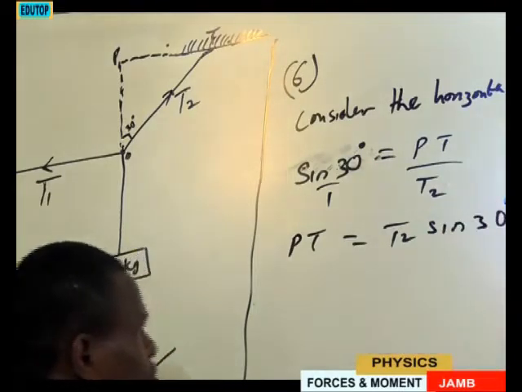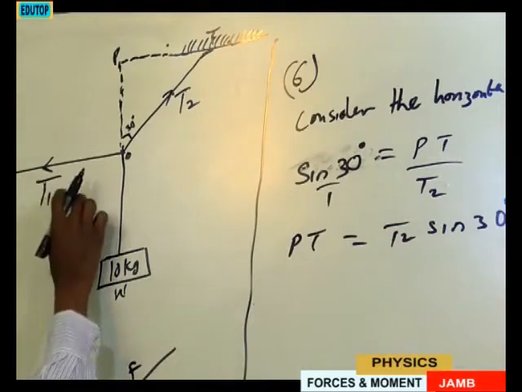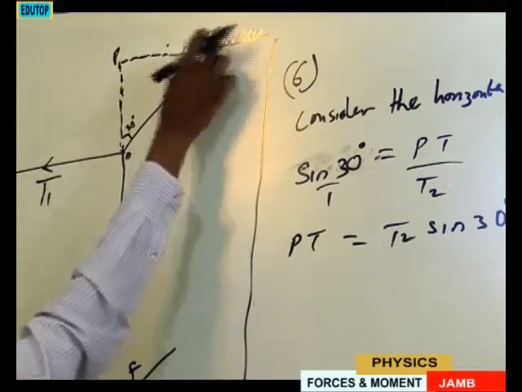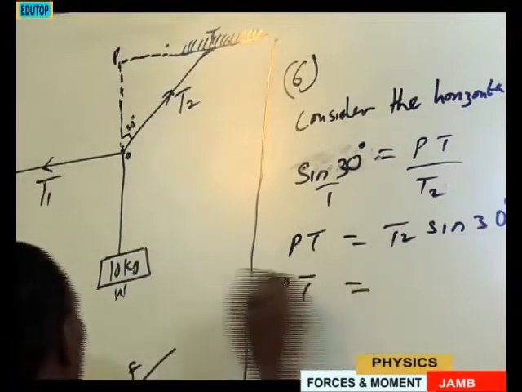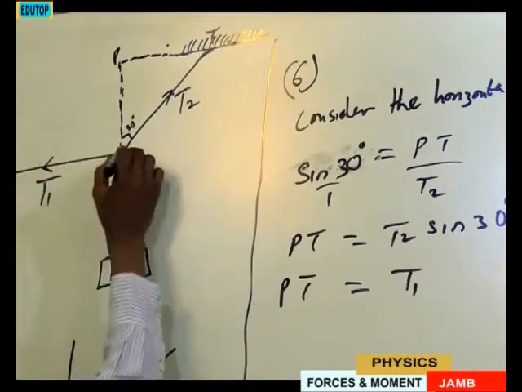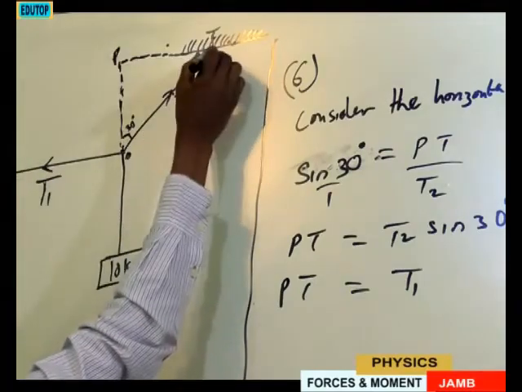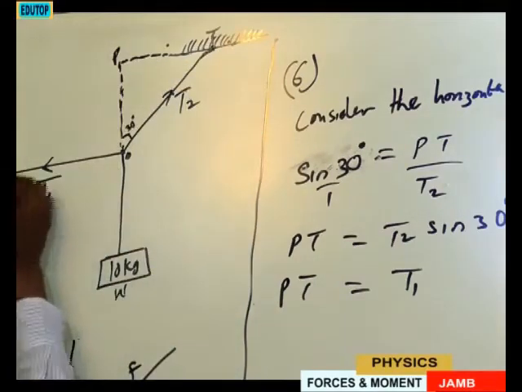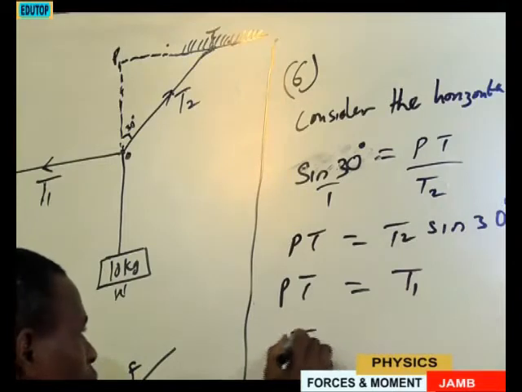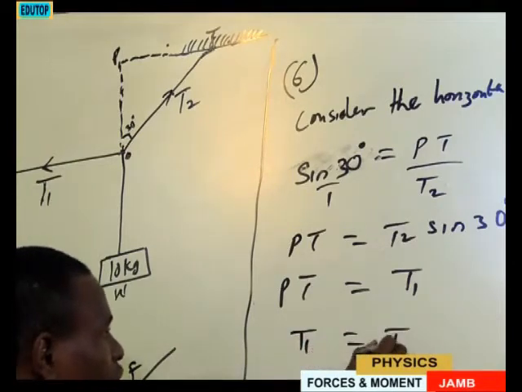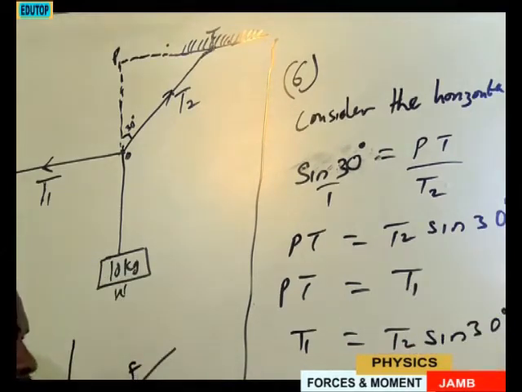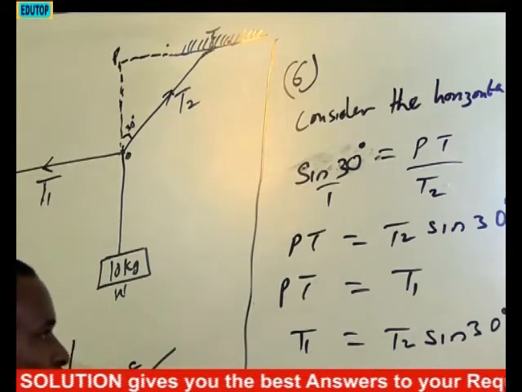But remember that if we call this one PT, which is our horizontal, then PT is equal to T1. Why? This is a horizontal, this is a horizontal. If you call this one PT, which is horizontal, it should automatically be equal to T1, which is another horizontal. And if PT is equal to T1, and PT is this, then automatically T1 is equal to T2 sine 30 degree. You can see that. T1 is equal to this.